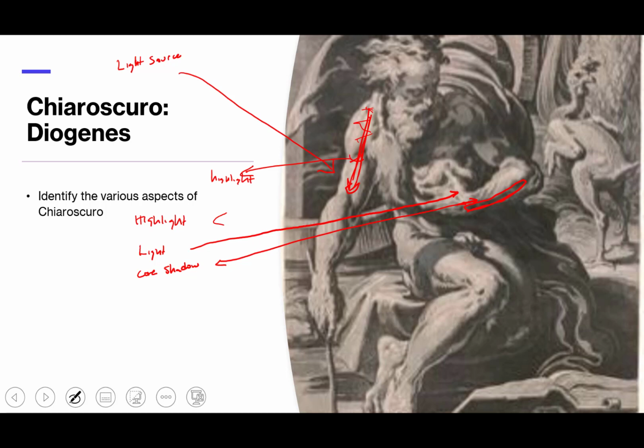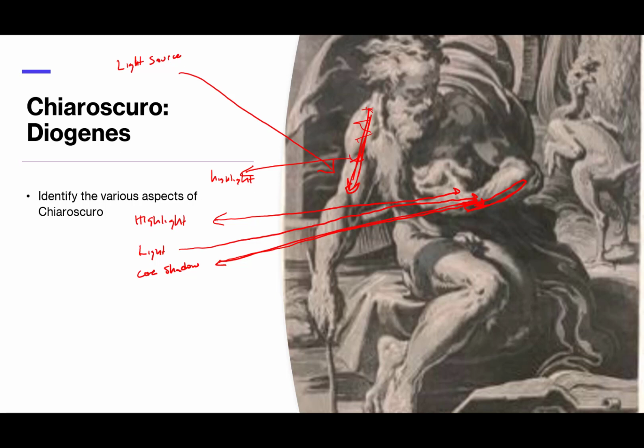Oops. I put the wrong arrows there. I redrew the lines wrong. There is the light. There's the highlight. There is the core shadow right there. And it's that quick transition to dark.